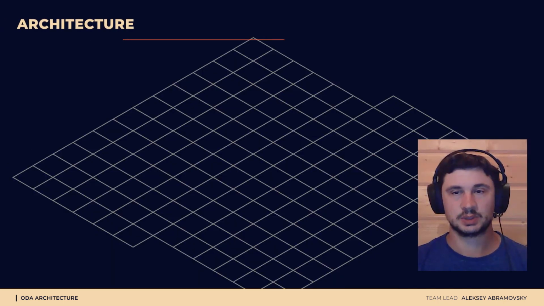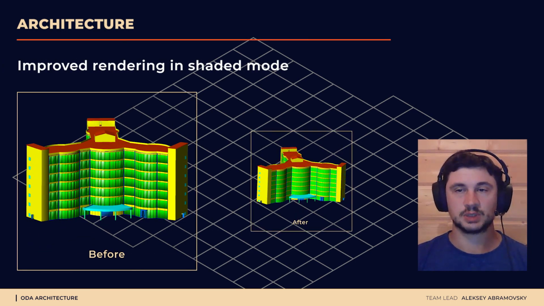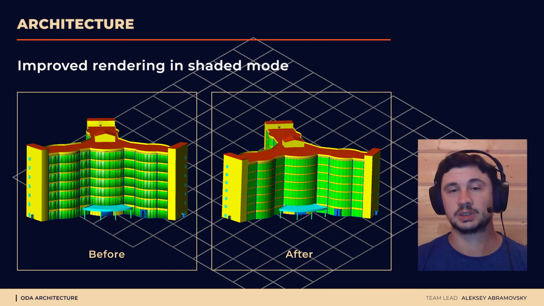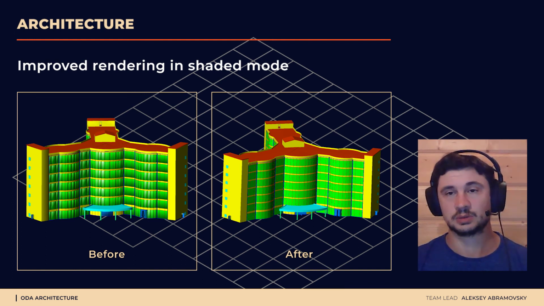We have implemented shaded surfaces support for curved surfaces, which allows rendering smooth lighting and avoiding visual artifacts. On the left, you can see an example of lighting artifacts. Windows had some kind of shade inside. Now, windows are rendered as a smooth surface as expected, and you can see the results on the right side of the slide.